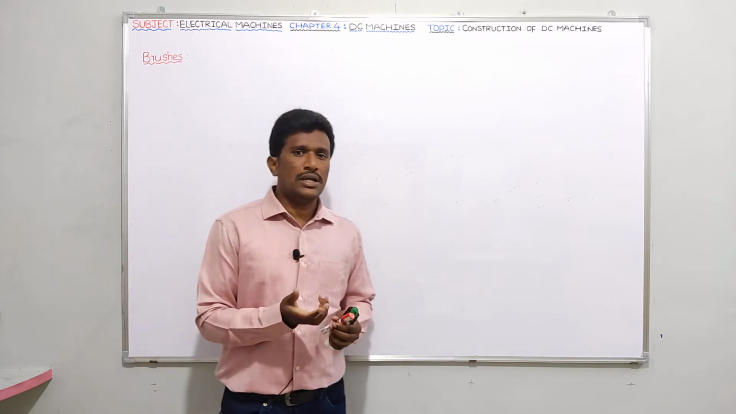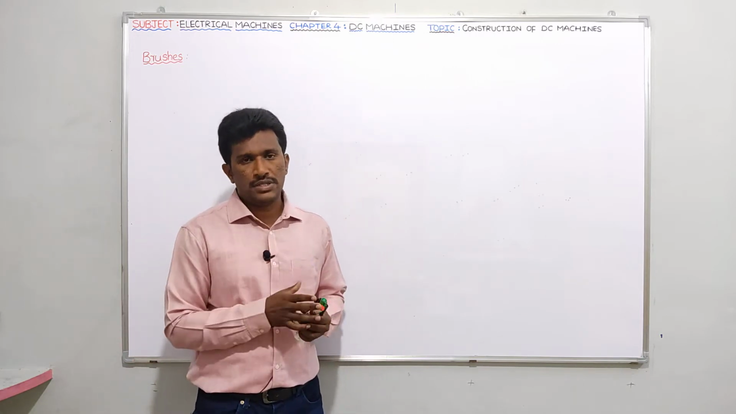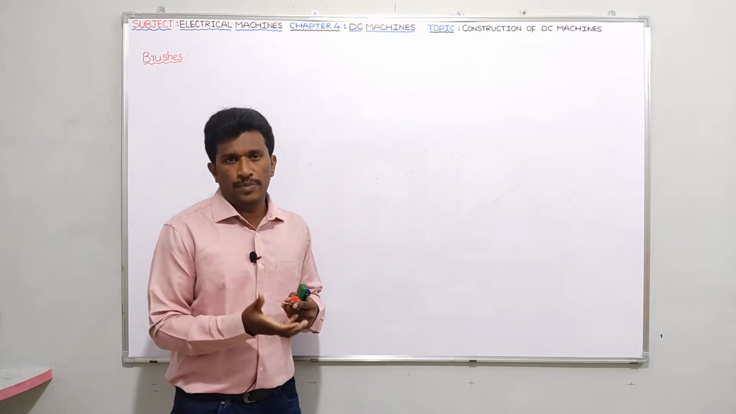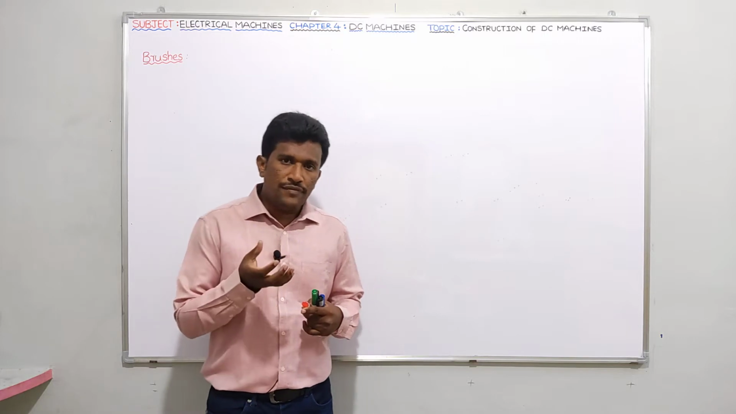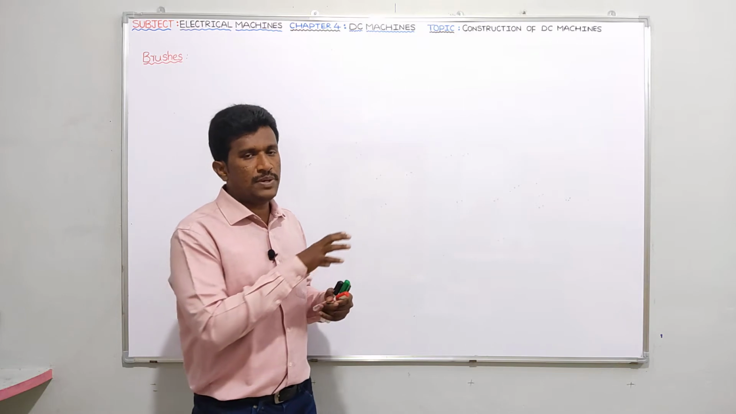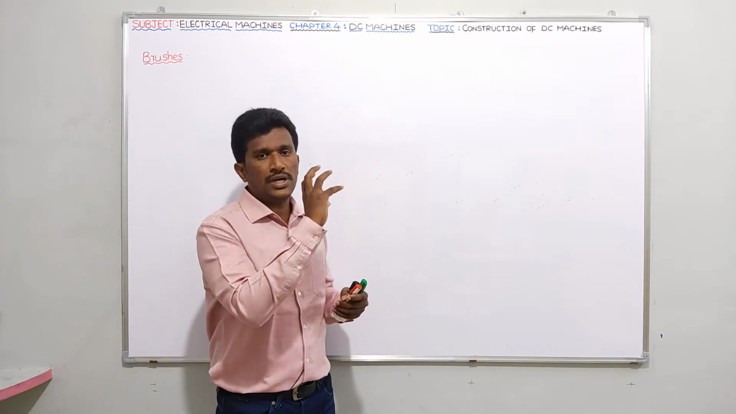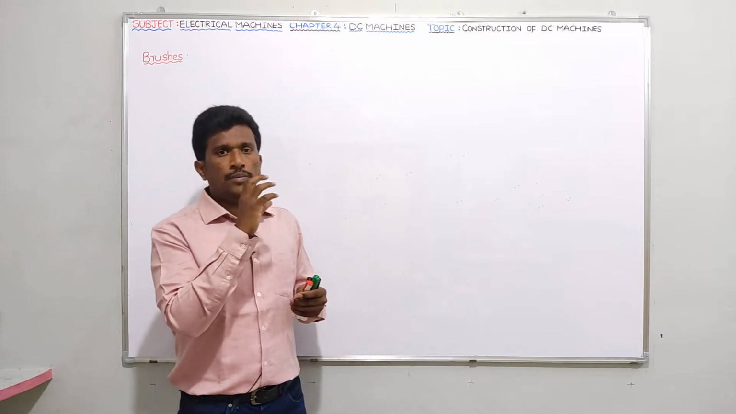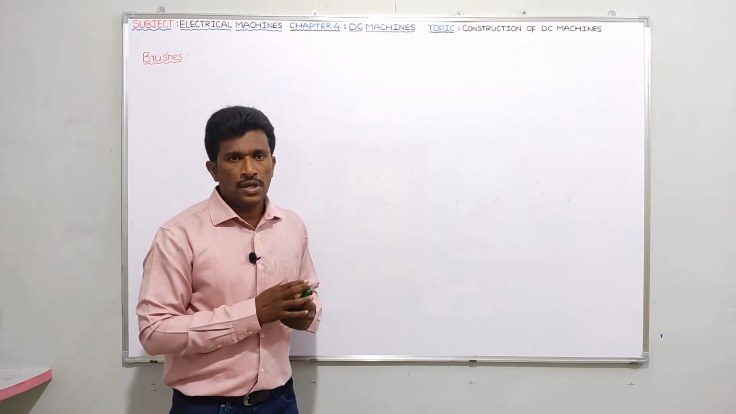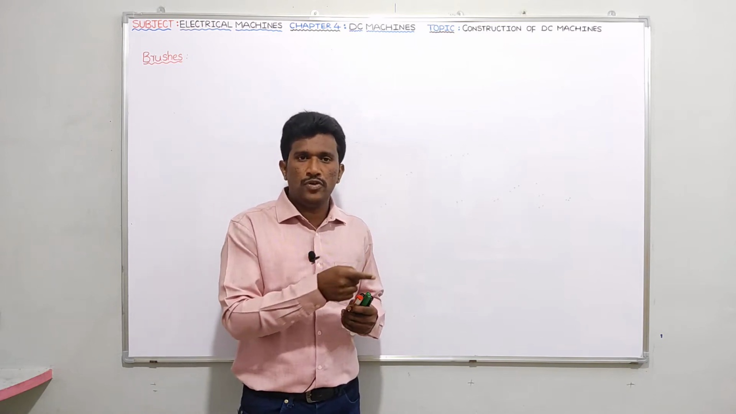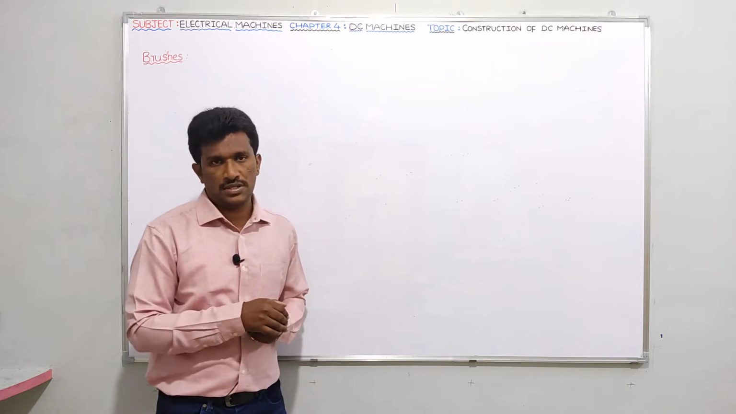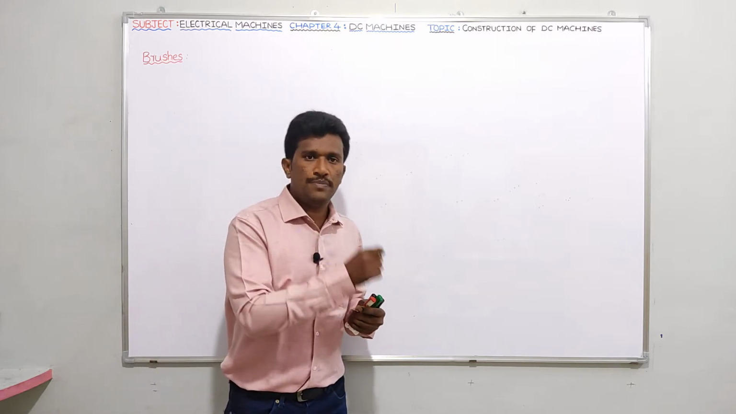So let me give a reason why brushes are made up of carbon. See guys, what are the properties of carbon? Carbon has a self-lubricating nature. We know brushes are simply placed on the commutator segments. The commutator is a rotating part, so whenever it rotates, there will be some friction between the commutator segments and brushes. If the brush is made up of carbon, which is self-lubricating, you will have less friction between brushes and commutator segments. So that is the reason why brushes should be made up of carbon.